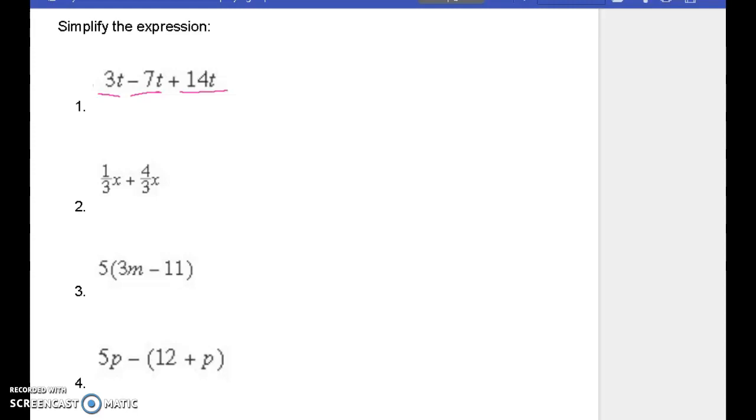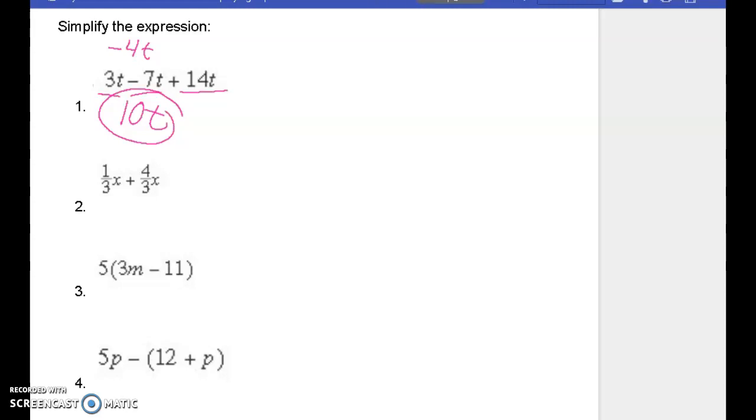I'm going to say, okay, it's 3 minus 7. That's going to get me negative 4t. And then negative 4t plus 14t gets me 10t. So not too shabby there, guys. That is our answer in simplest terms.